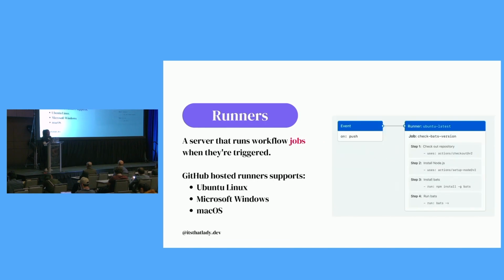So the next one will be the runners. The runner is the server that runs your workflow when it's triggered. Each runner can run a single job at a time, and GitHub provides Ubuntu, Windows, and macOS runners to run your workflows, and they execute in a fresh, newly provisioned virtual machine environment. GitHub also offers larger runners, which are available in larger configurations. And if you need a different operating system or require a specific hardware configuration, you can host your own, like I said earlier.